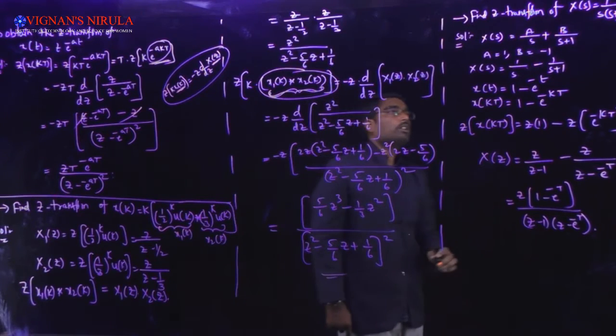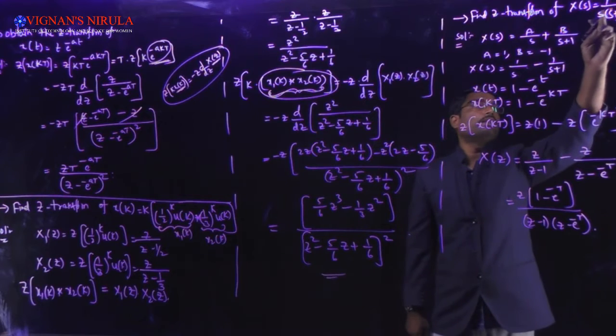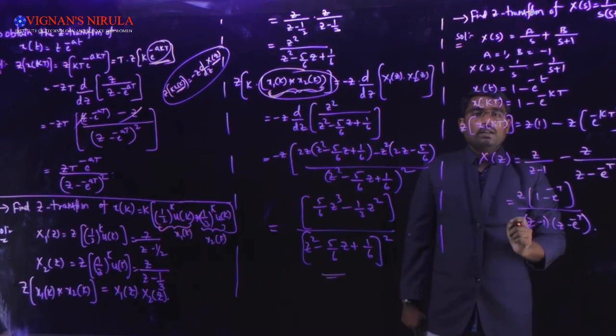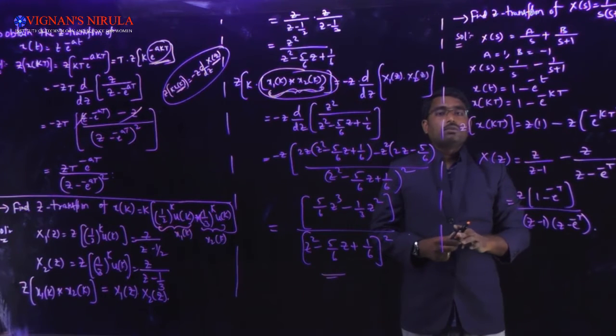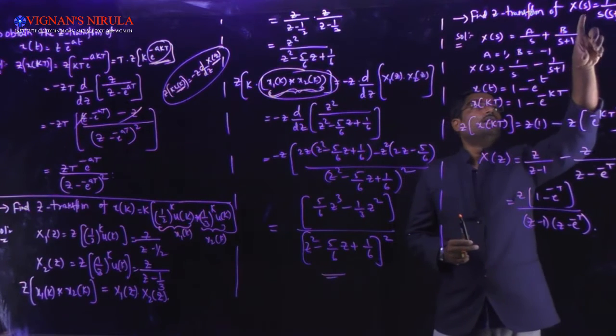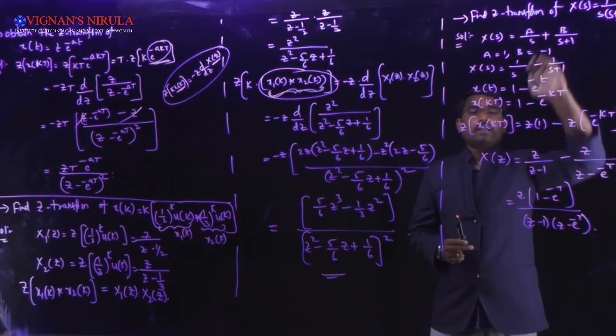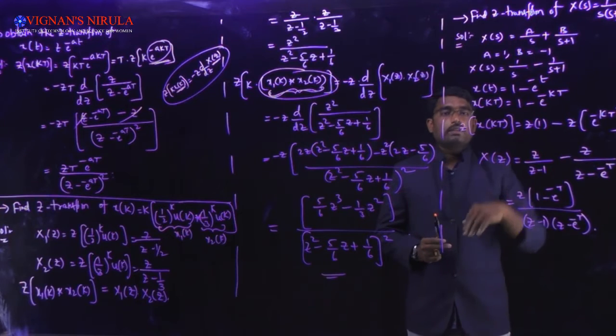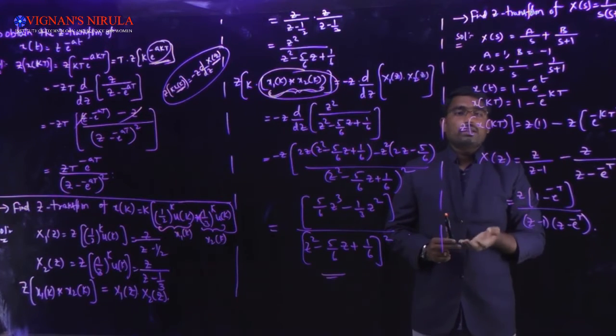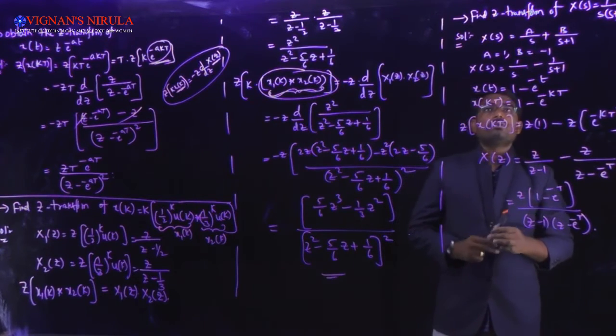Now let us solve one more example. Find the Z transform of x of s equals 1 by s into s plus 1. Here we have a function in the S domain. We need to follow 3 steps. First, apply the inverse Laplace transform and convert this into the time domain, but it will be in continuous time domain. We need to convert that into discrete time domain by putting t equals kt. Then we apply the Z transform.